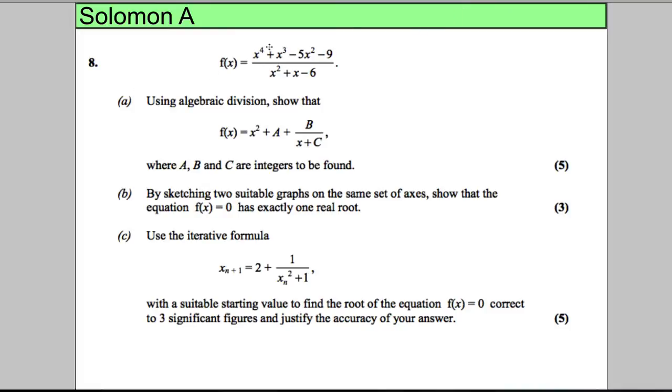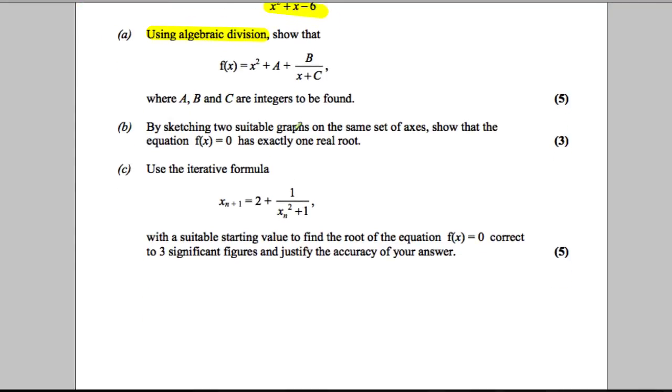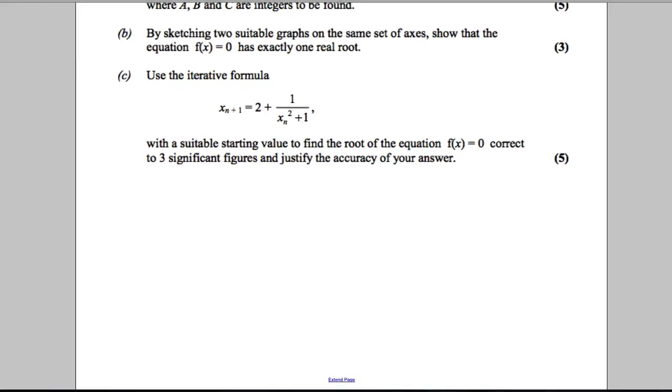This question gives us a function of x, and it says that we've got a quartic, a power of 4, divided by a quadratic, a power of 2. Using algebraic division, show that f of x can be simplified as this. So we're asked to basically perform this division where a, b, c are integers to be found. So let's just do that the way you may have learned algebraic long division.